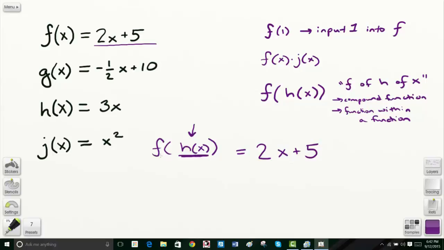When I wrote out f of h of x, what I did is I said anywhere that there's an x, I need to stick the whole function h inside. So wherever there's an x, I'm going to now replace it with h of x. What's h of x? Well, it's just 3x. So instead of x, I'm going to get rid of that and put 3x. So 2 times 3x plus 5. It's like the f function ate the h function. That's kind of what's happening here.